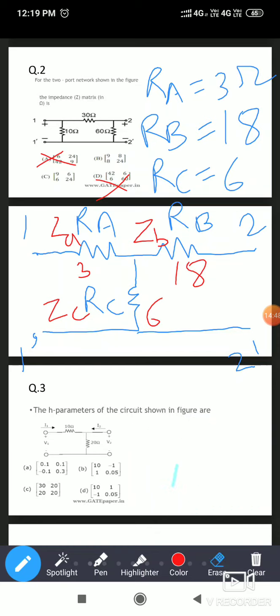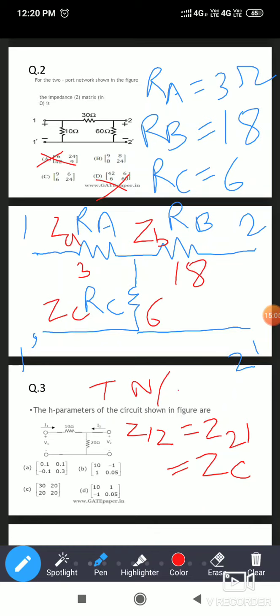Now after that, what is the equation of Z21, or you can simply say Z12? Z12 is equal to Z21 is equal to ZC. We are taking this from the T representation, T network. Okay. So Z12 is equal to Z21 is equal to ZC. ZC's value is RC, which is nothing but 6 ohm. So where is it given as an option? In C. So Z12 and Z21, that is 6 ohm. So B option is also wrong.